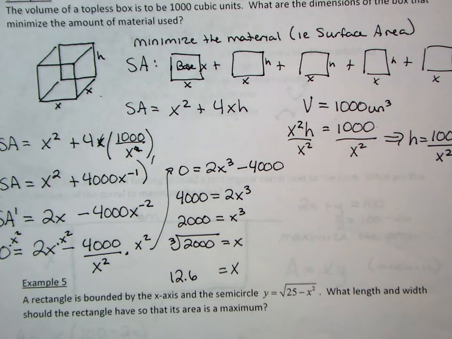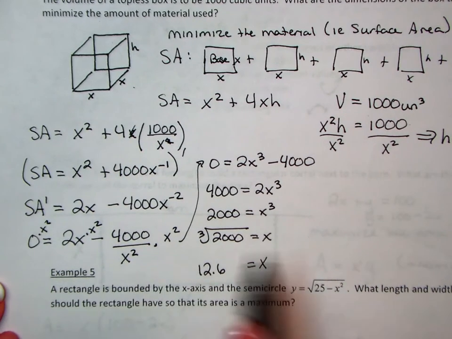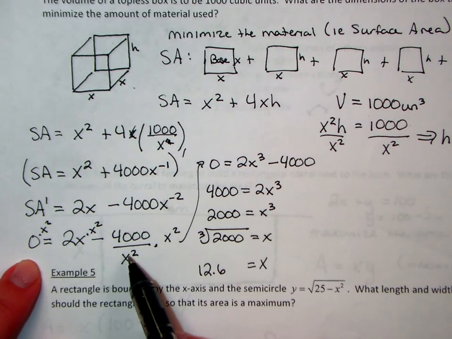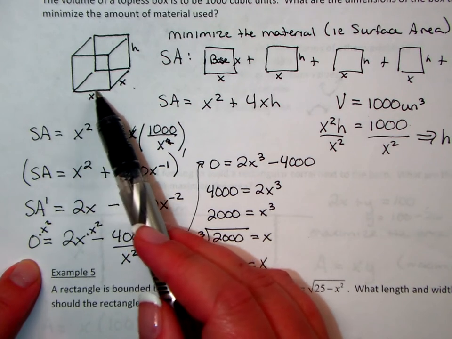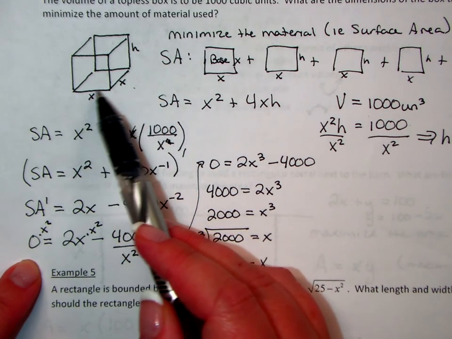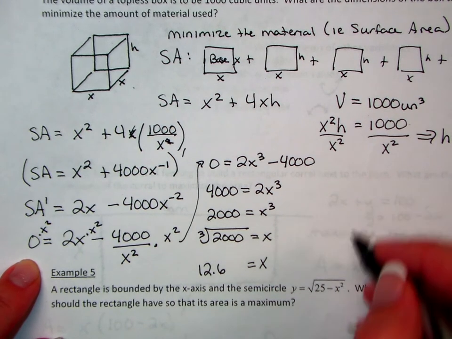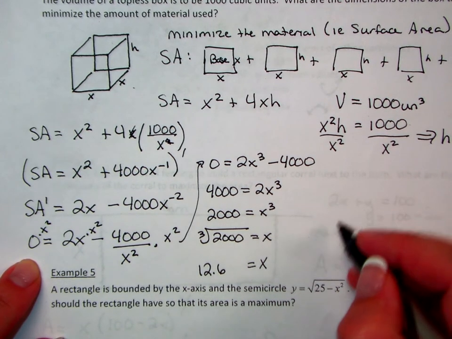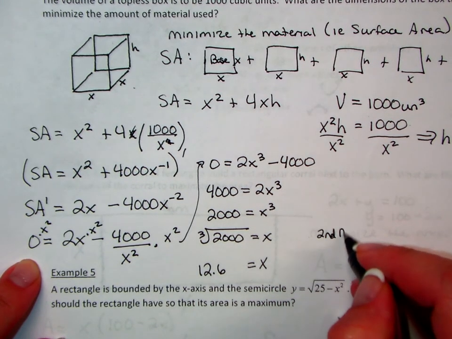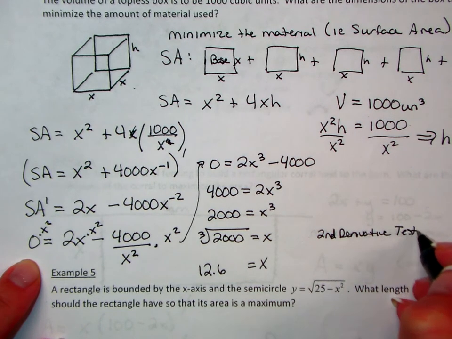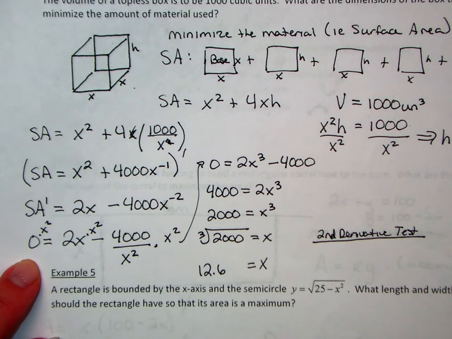Now, that's not our only critical number, because surface area has a negative exponent here, which means 0 is also a critical number. But 0 doesn't make sense with our problem, because if x was 0, we would have no box. So let's go ahead and do our second derivative test. I want to make sure that this is a minimum and not a maximum, because we want to minimize the material.